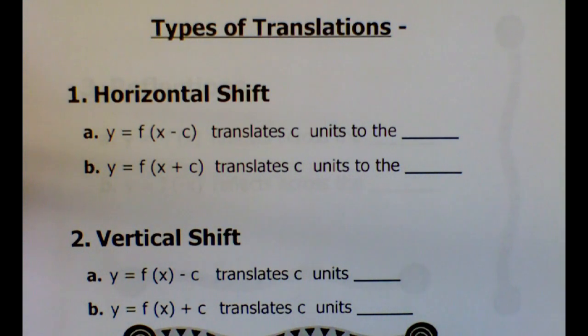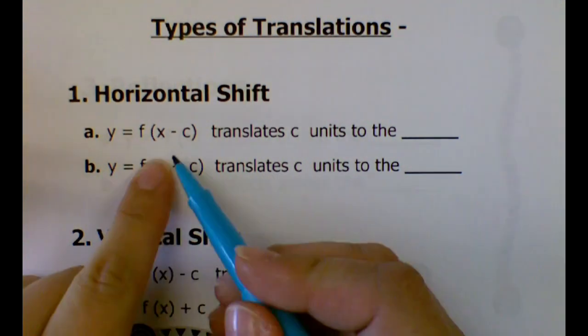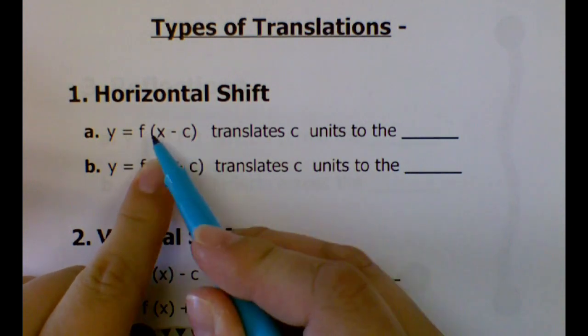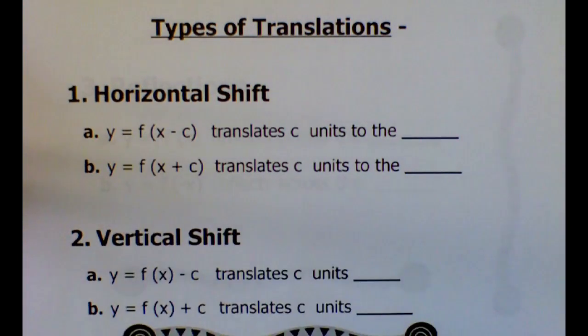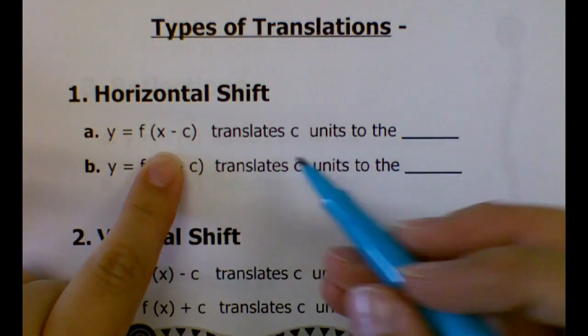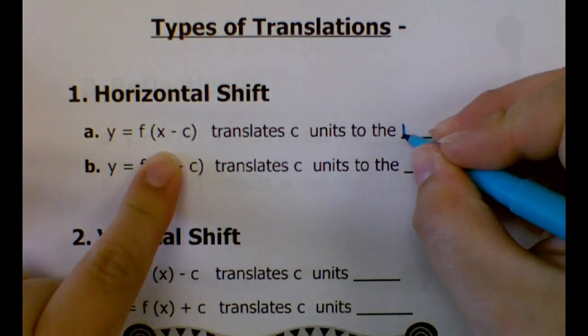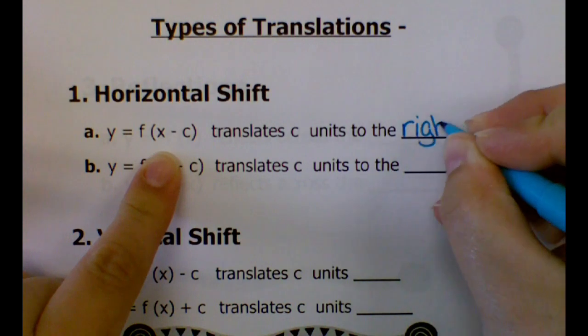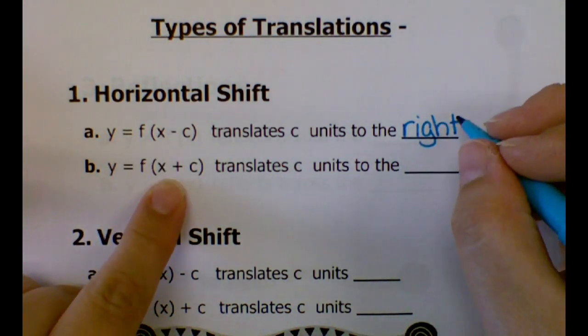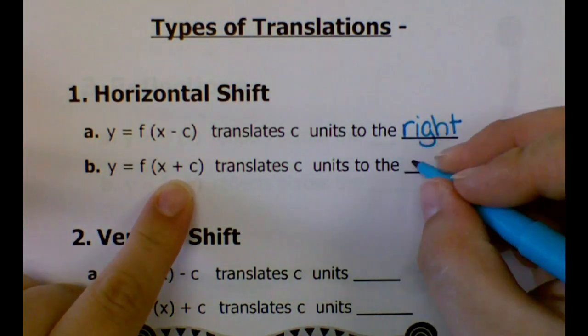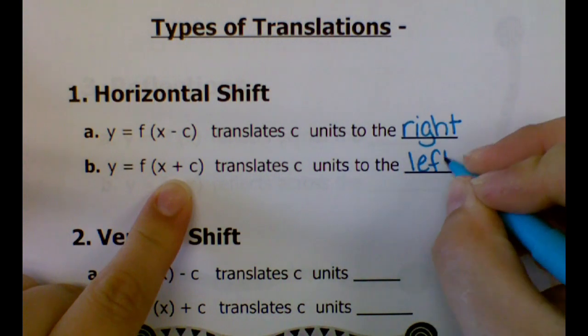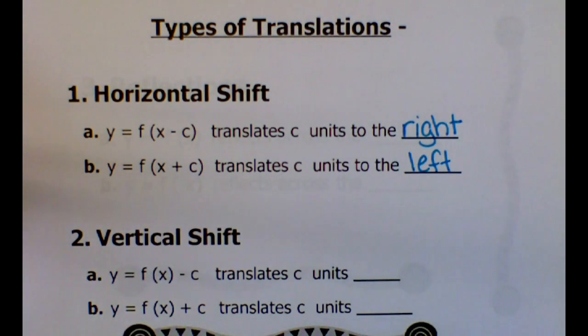A horizontal shift, left and right, is a change in x inside your function. Anywhere you see an x, there will be a plus or minus a value. So if it says x minus a number, that's going to shift that number of units to the right. And if it says x plus a number, it's going to shift that many units to the left. So it's kind of backwards of what it looks like.